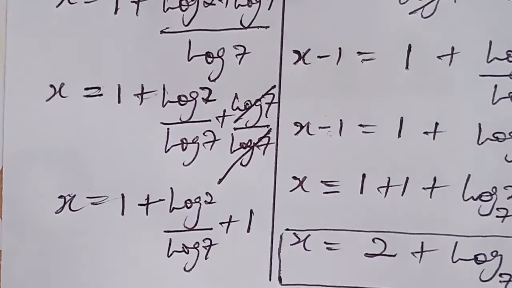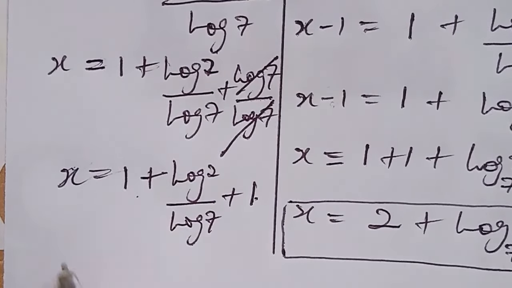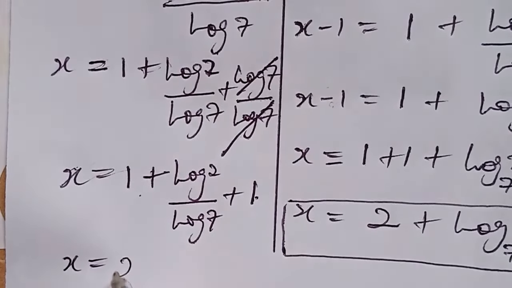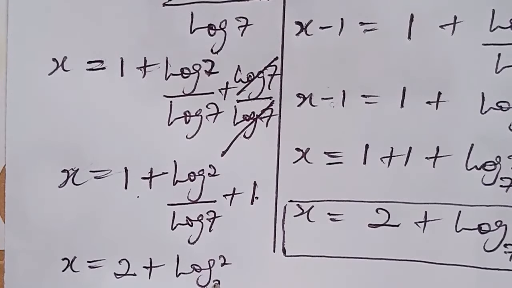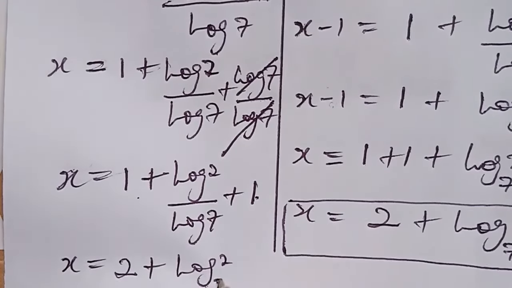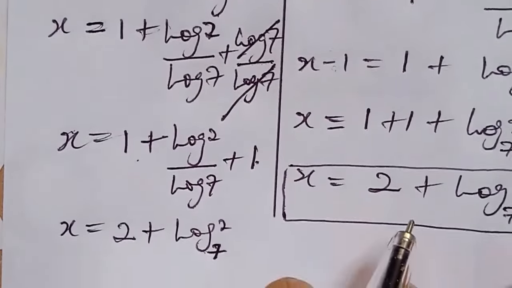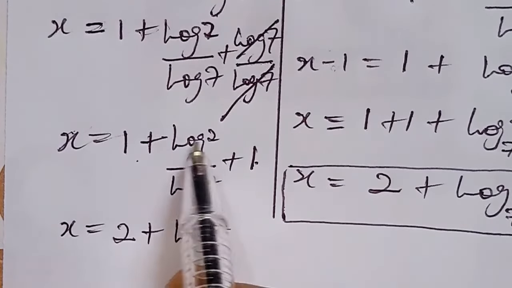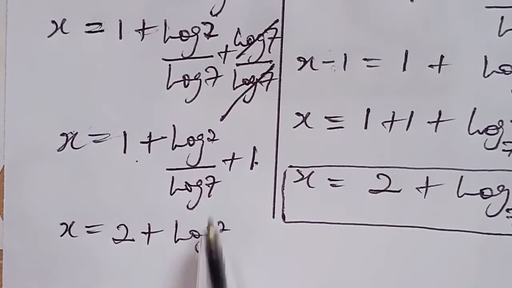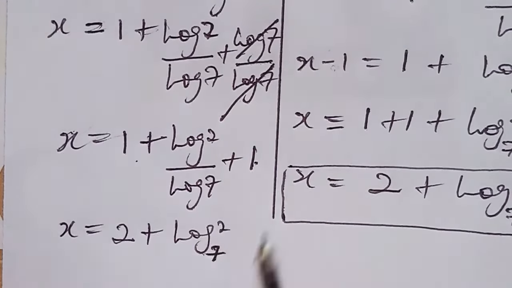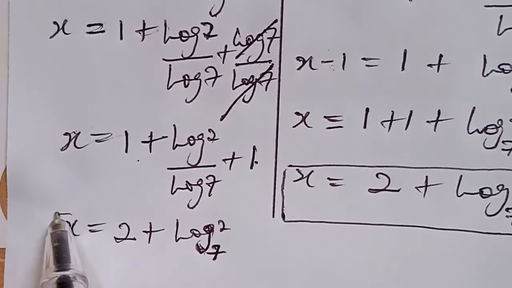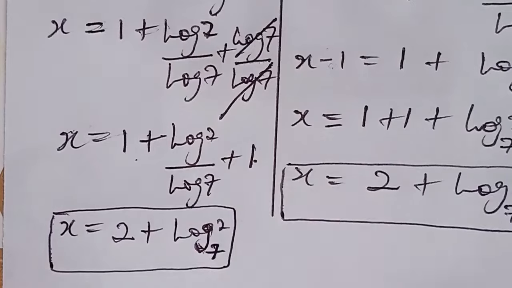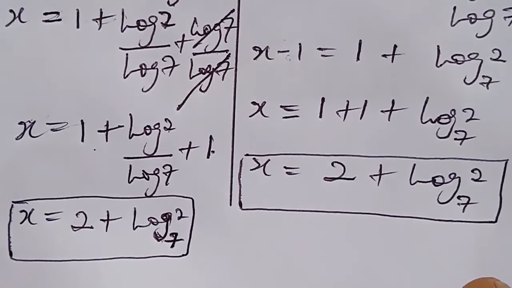This gives us 1, so we can now add 1 plus 1, so we get x will be equal to 2 plus log 2 base of 7. So that is if we simplify this term, log 2 over log 7, so we can simplify it. Then we have this, so we have log 2 base of 7, which is exactly the same as method 2. So hope you enjoy this one.